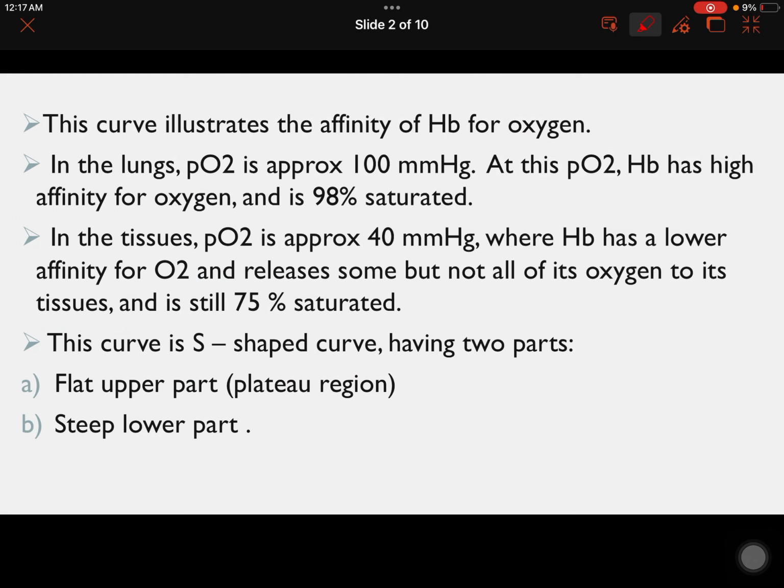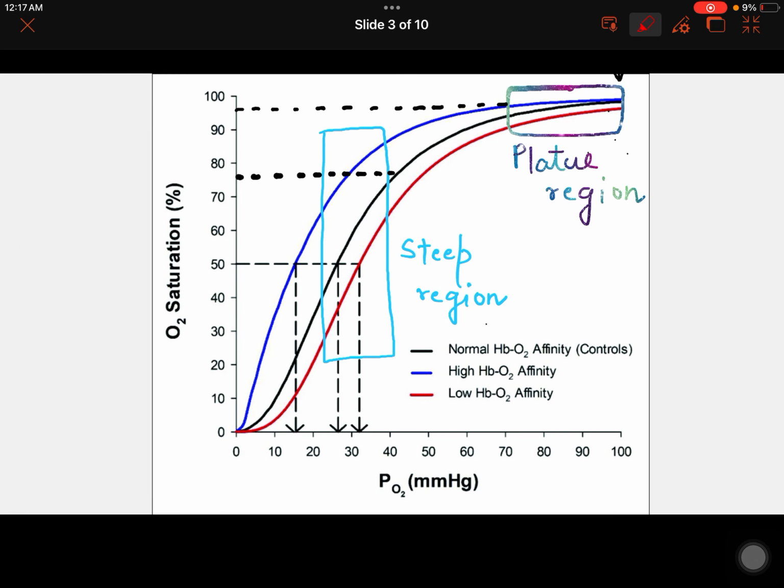For example, on this slide, we have talked about how this curve has two regions, the plateau region and the steep lower region. Basically this graph tells us about the affinity of hemoglobin for oxygen. Everybody knows that inside the RBC we have a very important glycoprotein, hemoglobin. Inside hemoglobin there is iron present as well, and there are alpha chains and beta chains. Oxygen has the capability to bind with that hemoglobin.